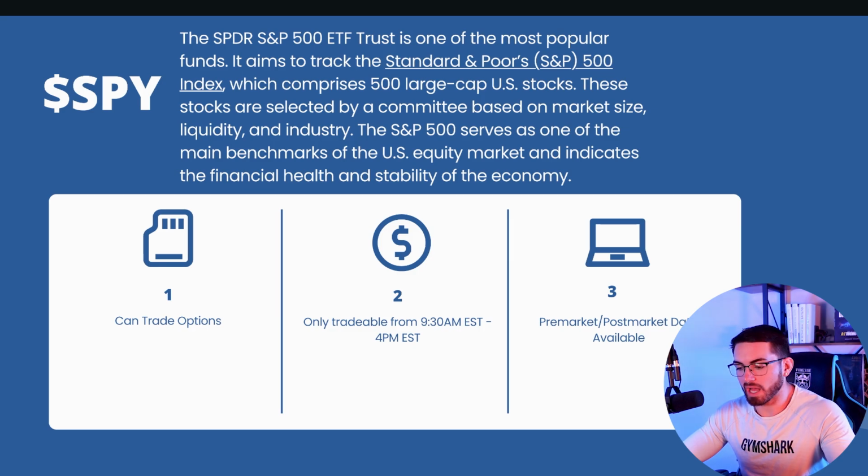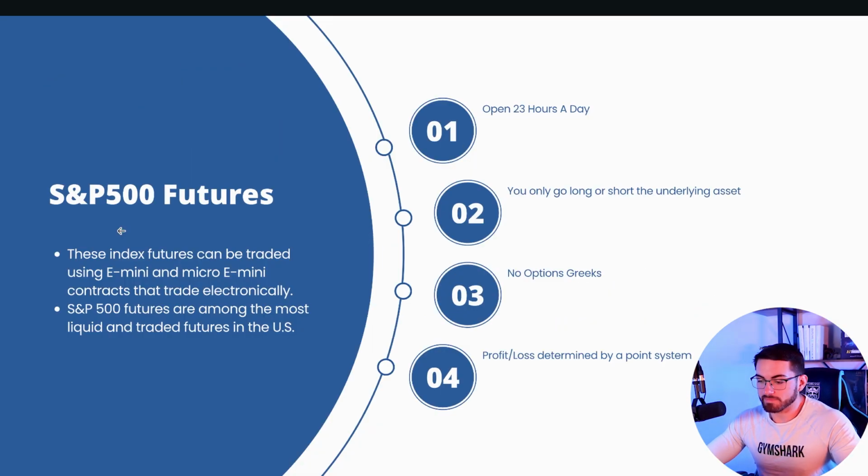Now, the second thing with SPY, which honestly, I think of this more as a negative, you can only trade it from 9:30 a.m. Eastern time to 4 p.m. Eastern time. So if there's a setup in the pre-market, guess what? You can't take it because you can't trade the options when the market isn't open. And then the third thing, there is pre and post market data available, and you'll see why that's important here in a little bit.